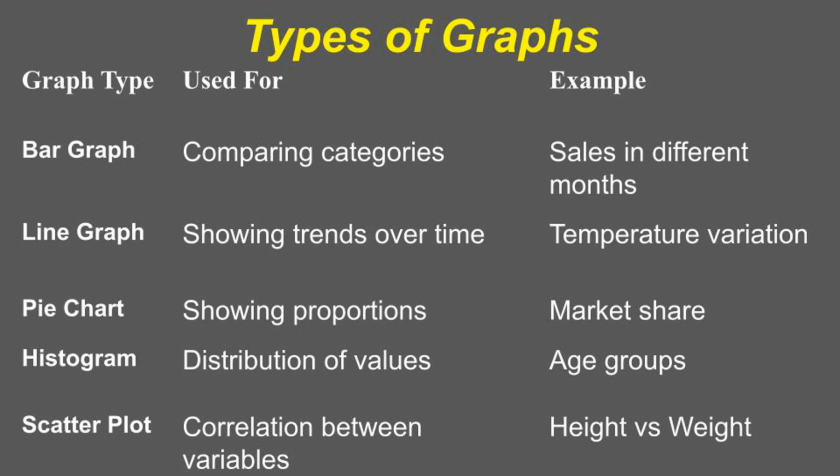There are many ways to visualize data. A bar graph helps compare categories. A line graph shows how something changes over time. A pie chart shows proportions. A histogram displays distribution. And a scatter plot helps us find relationships between two factors. Choosing the right graph is key to telling your data's story clearly.